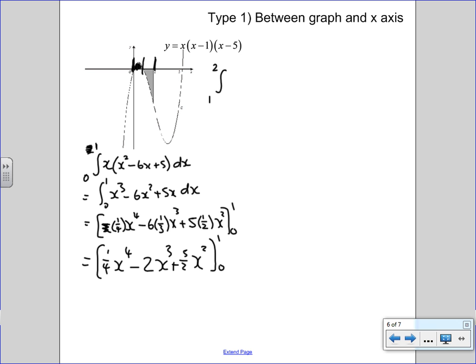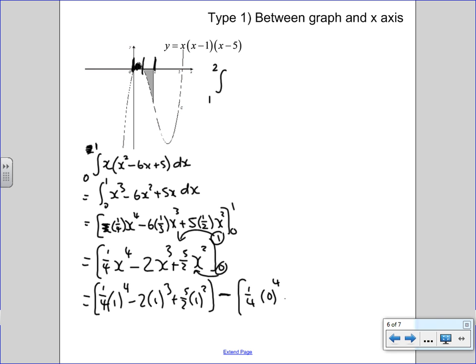Do you want to calculate this? Because I think I can do it. I'm putting the 1 in first. So this is just that integral from 0 to 1. 1 to the 4 minus 2 lots of 1 cubed plus 5 over 2 lots of 1 squared, then minus, then the 0 goes in.